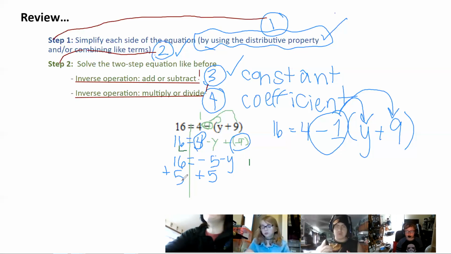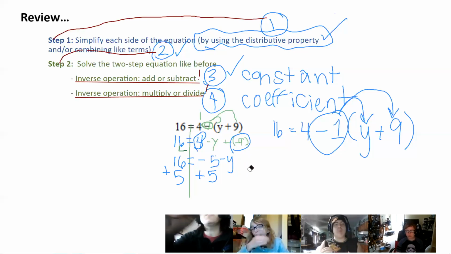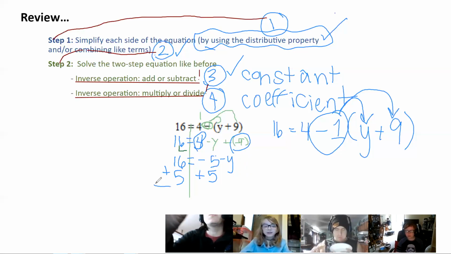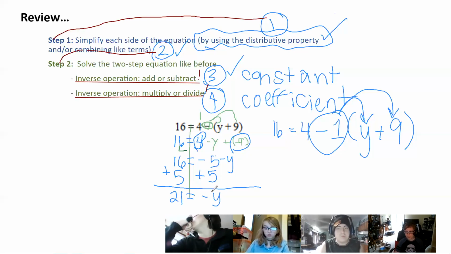And I see someone putting a plus sign here. It looks like someone was saying you would just do +5 like that, and that's okay too. That's fine. It's up to you. If that's how you were taught to do it and that makes more sense, you go for it. So then we'll have 16 plus 5. What is that? 21. And then it equals -y.